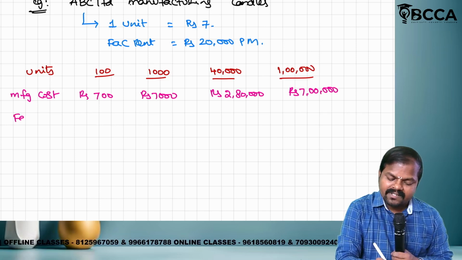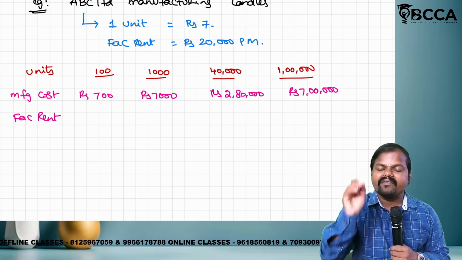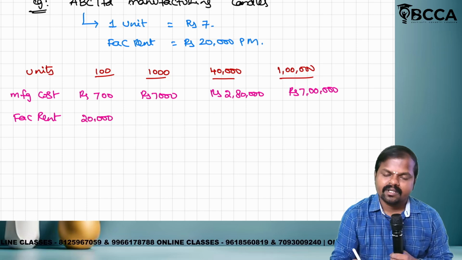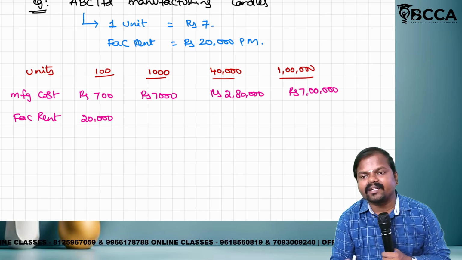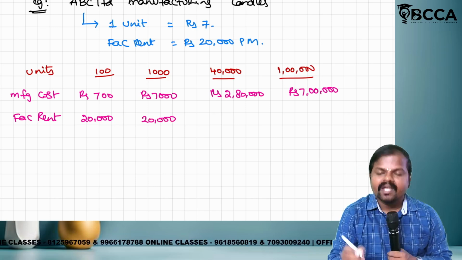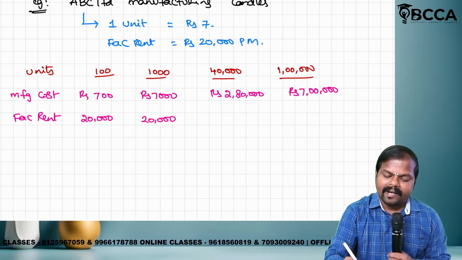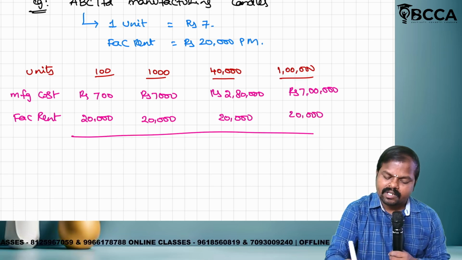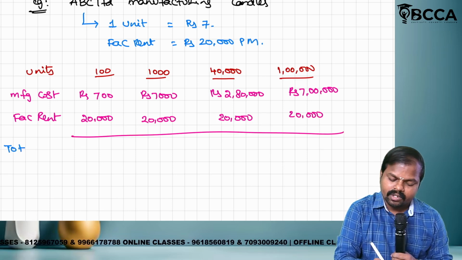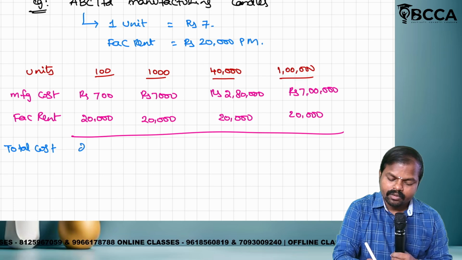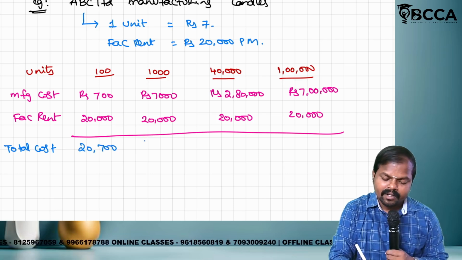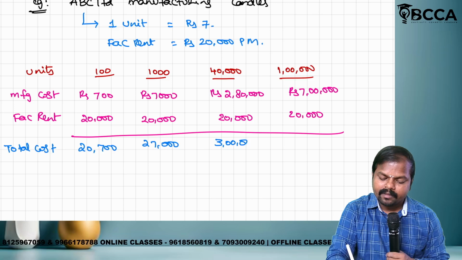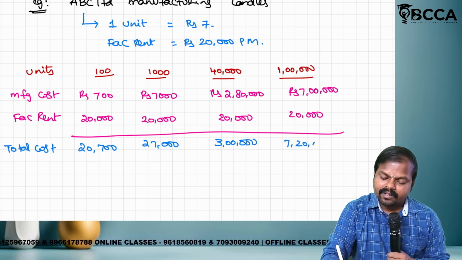Now, what is the factory rent? I am manufacturing 100 units in a month. What is the factory rent? 20,000 rupees. If I manufacture 1,000 units, what is my factory rent? 20,000 rupees. If I manufacture 40,000 candles, what is my rent? 20,000 rupees only. Now tell me, what is the total cost? 20,700. 27,000. 3 lakh. Here 7 lakh 20.